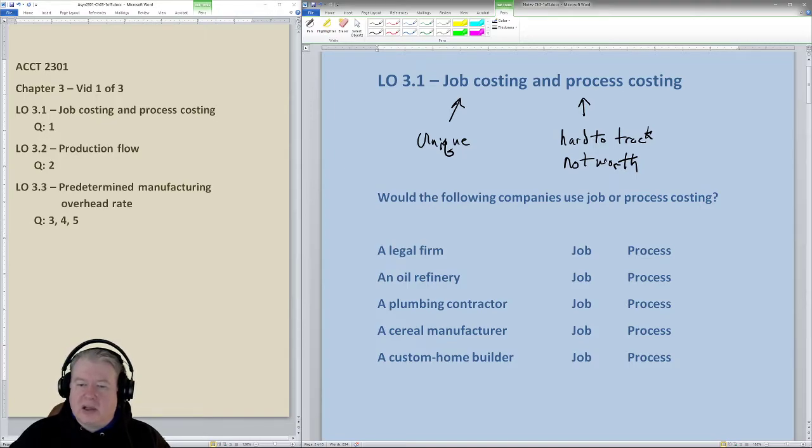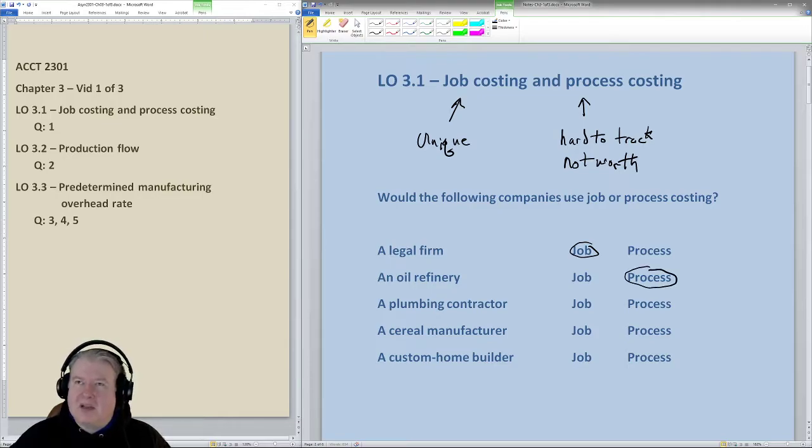So let's take a look here at a question that would be based upon that. Question 1: a legal firm, well, those take individual cases. You can track the amount of lawyers' hours and resources used upon each case, and so that would be a job. An oil refinery, well, you have crude oil come in. You know how much material, but per gallon of gasoline, you don't know what part of the crude material is used, and you don't know exactly the machinery time and the labor. So you would say that's process costing.